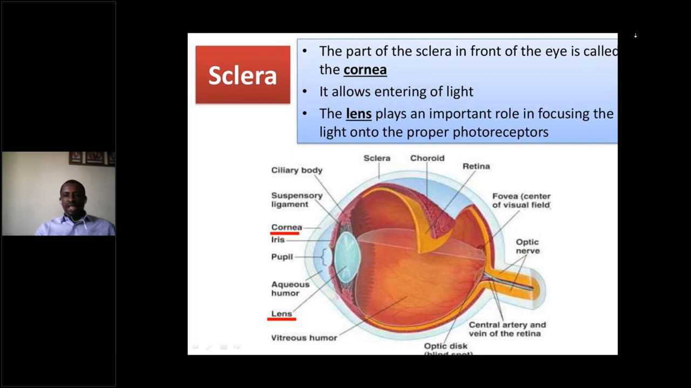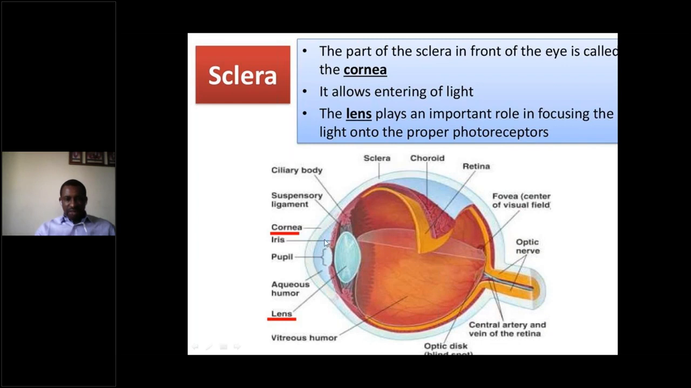So the sclera. The part of the sclera in the front of the eye is called the cornea. This is the sclera, the external. Okay, so inside the sclera, in the front part of the sclera, is the cornea. What is the work of the cornea? The cornea allows the entering of light. So as light comes from this source, the cornea allows the entering of the light.